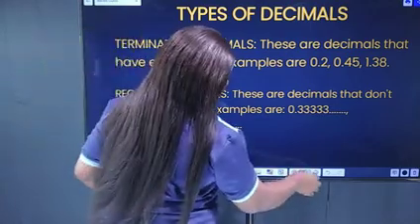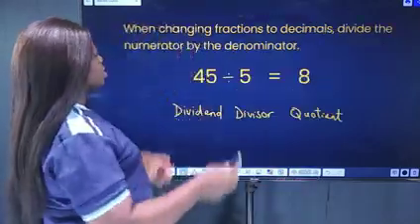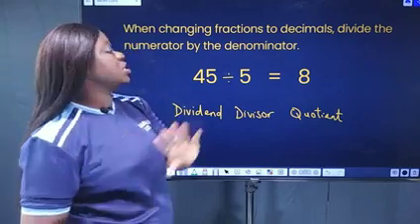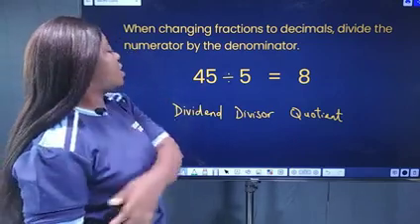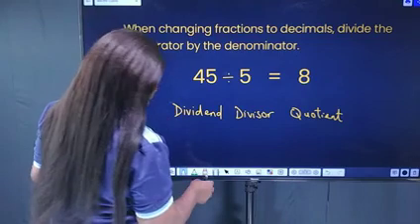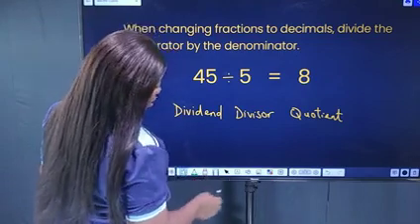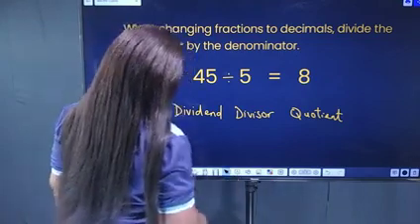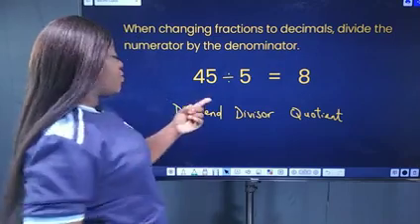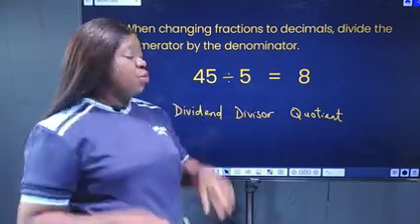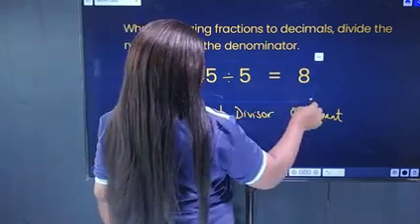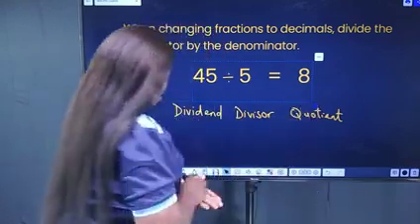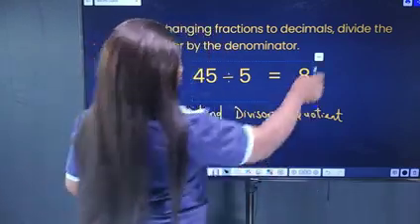Now, let's see how we can change fractions to decimals. When changing fractions to decimals, divide the numerator by the denominator. Divide the numerator by the denominator. As you can see on my board, is 45 divided by 5 equal to 8? No. So this answer is not correct. So we're going to correct it right now.